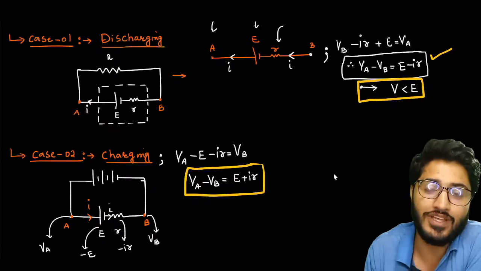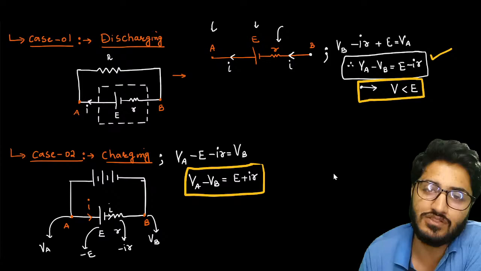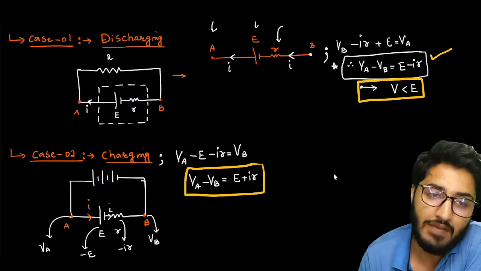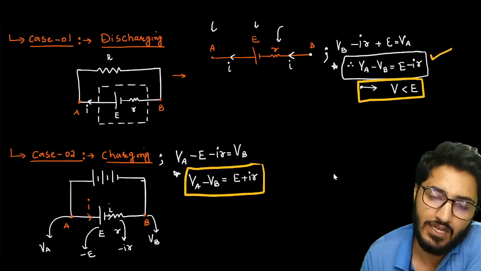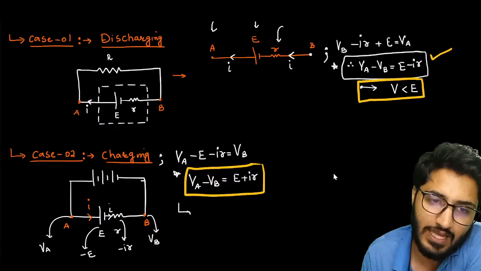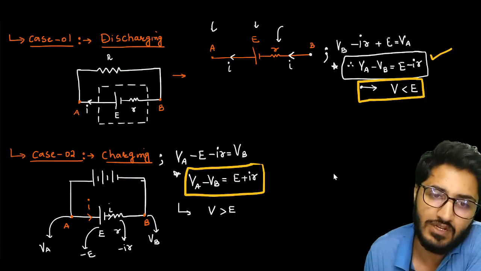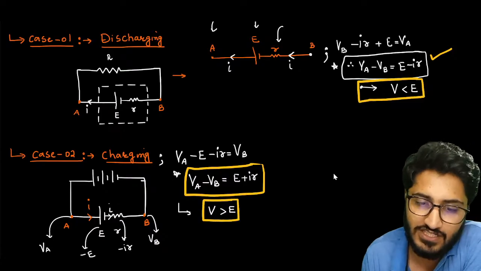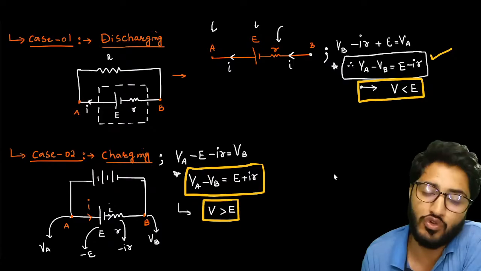So you need to get this thing now. If we are dealing with the discharging case, then in this equation we need to use E minus IR. If we are dealing with the charging case, then we have to use E plus IR. So you can see from this that my V would be more than E. From the equation, in the charging case, my terminal potential difference is more than the EMF, electromotive force.